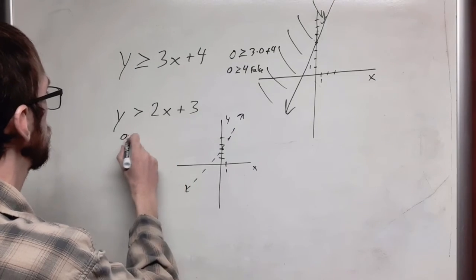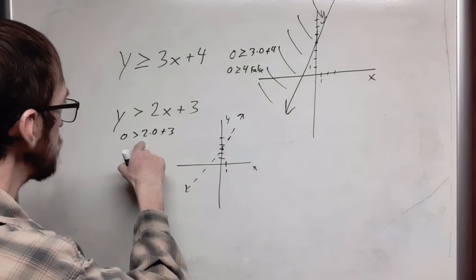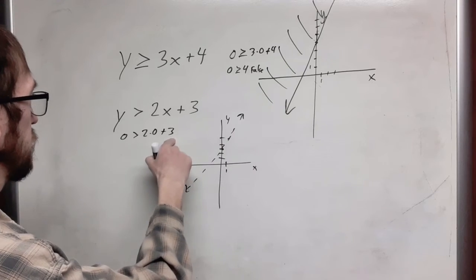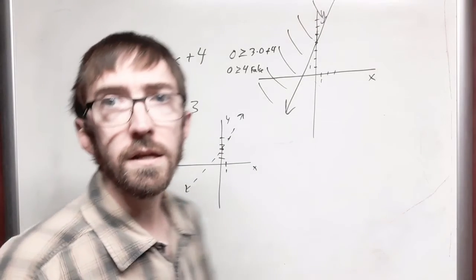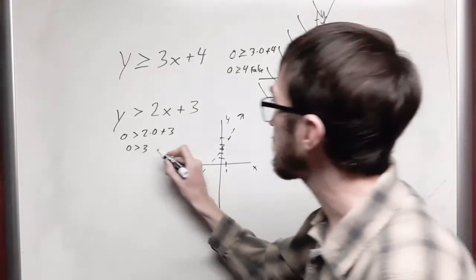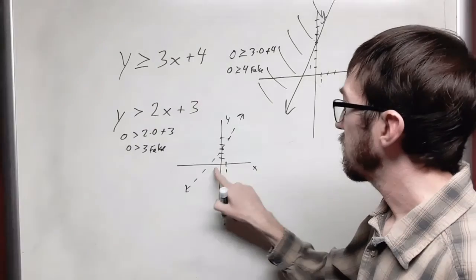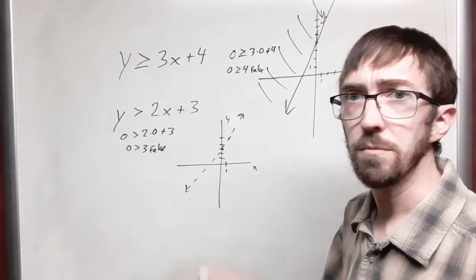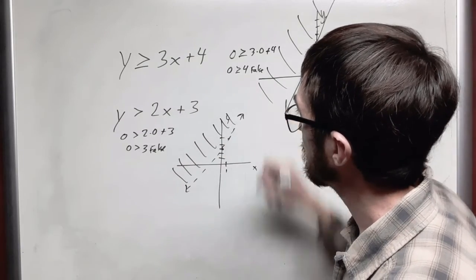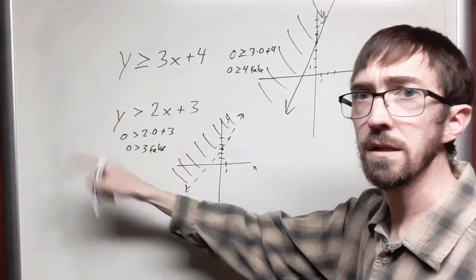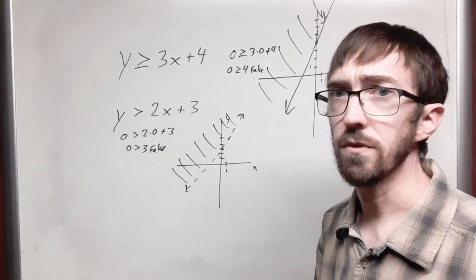And so I'll have 0 is greater than 2 times 0 plus 3. 2 times 0 is 0 again, plus 3 is 3. So I have 0 is greater than 3. Again, this is a false statement. So the origin and all of its surrounding points are going to be false. So again, I'm shading above this line. And so half the plane is a solution for this. Half the plane is not a solution for this.